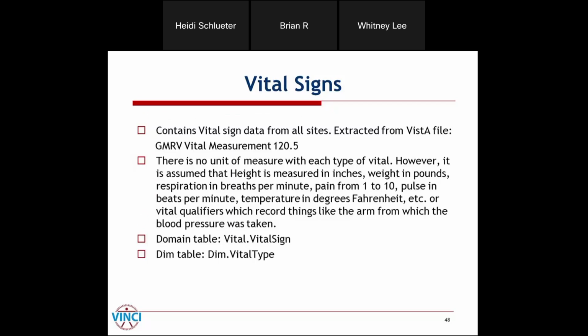The vital sign domain. So this contains vital sign data from all the VA sites, which is extracted from Vista file vital measurement 120.5. Note that there are no units of measurement for any of these vitals in the data. However, it's assumed that height is measured in inches, weight is in pounds, respiration is in breaths per minute, pain is from 1 to 10, pulse is in beats per minute, temperature in degrees Fahrenheit, etc. There are also vital qualifiers, which record things like the arm from which the blood pressure was taken. And this is the primary domain table and the dim table.